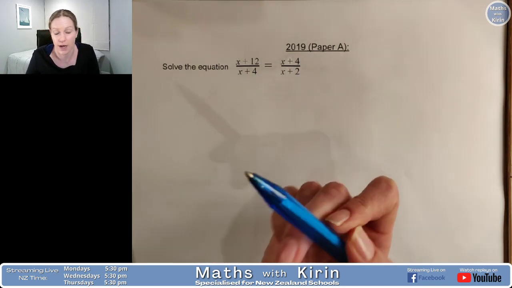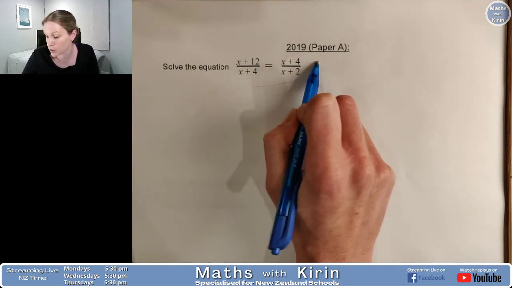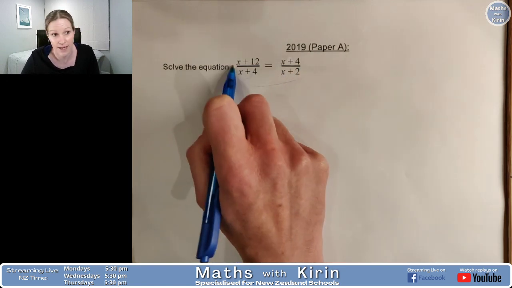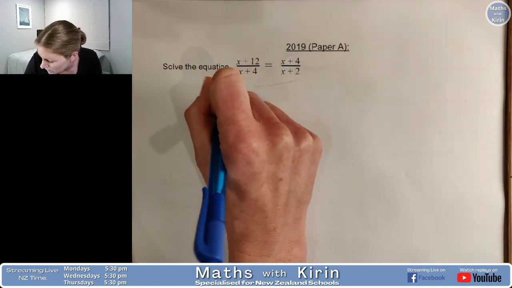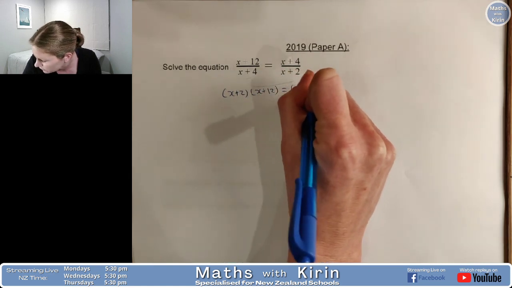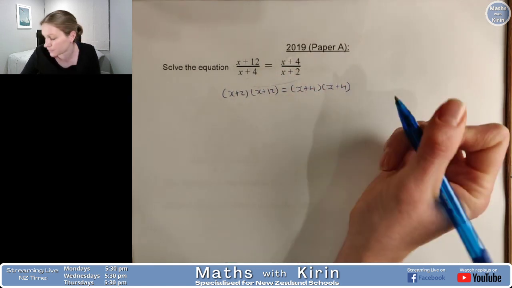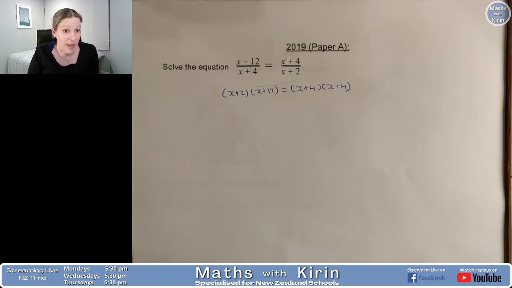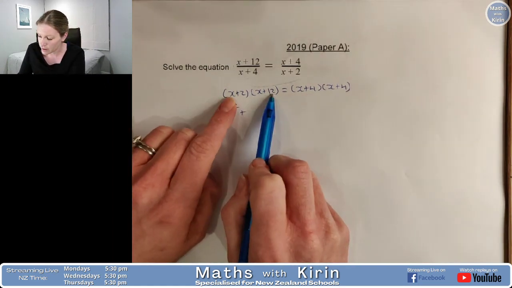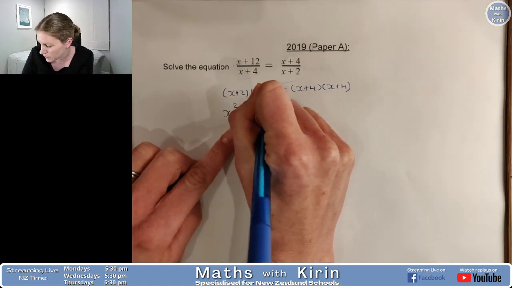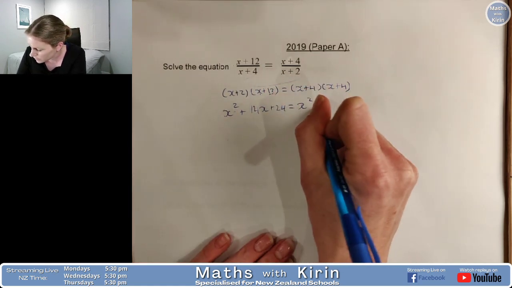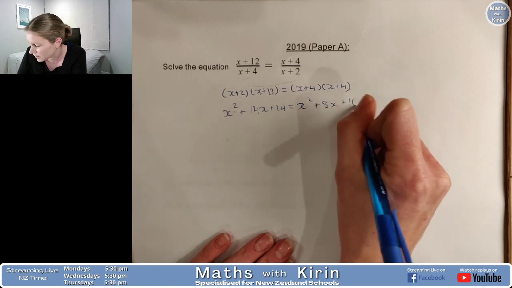So same process applies. We want to take out x plus 4 and multiply it by the numerator on the right hand side, and we take out x plus 2 and multiply that by the numerator on the left hand side. So we get x plus 2 times x plus 12 is equal to x plus 4 times x plus 4. From here, we expand. So this side will give us x squared plus 12x plus 2x gives us 14x, and then 2 times 12 is 24. That's equal to x squared plus 8x plus 16.